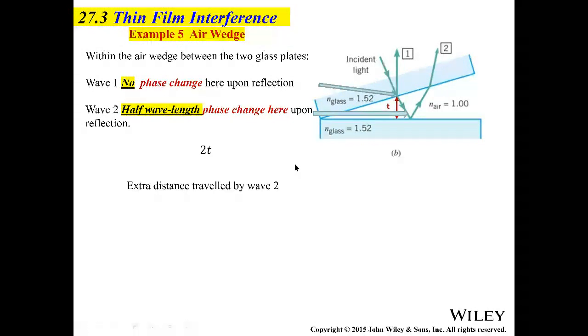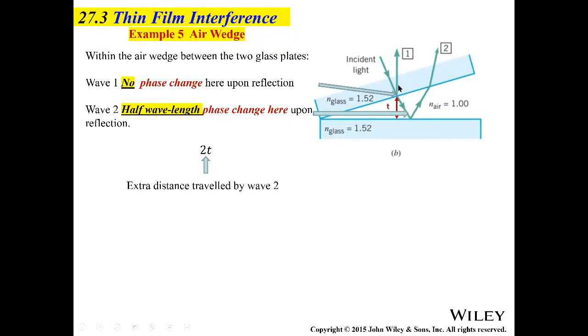And so now I add in this T, which the book didn't have, because that's the thickness at the point where we're talking about this reflection. So there is now an extra 2T, because the angles here are all very small. When it went down this way and back up, it is roughly 2T. It is exaggerated here in this diagram, but it's actually about 2T. And this is the extra distance traveled by wave 2.